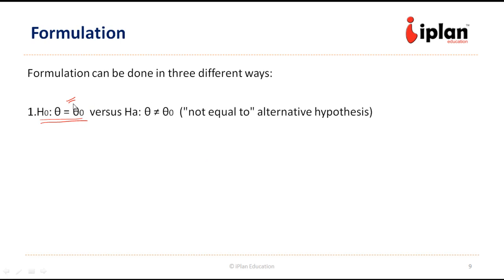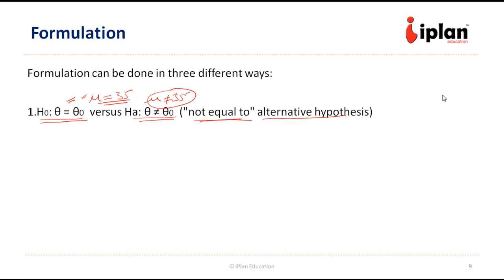Here our null hypothesis is that the value of the population parameter is equal to a constant. For example, we can say the mean of the population is 35. This is our null hypothesis which we want to reject. Our alternative hypothesis is that mu is not equal to 35. We want to prove that it is not equal to 35, or we are trying to reject the null hypothesis. So the alternative hypothesis is not equal to.